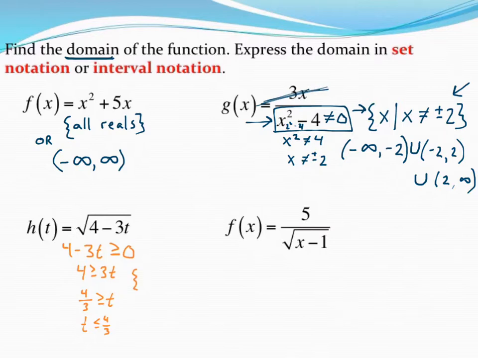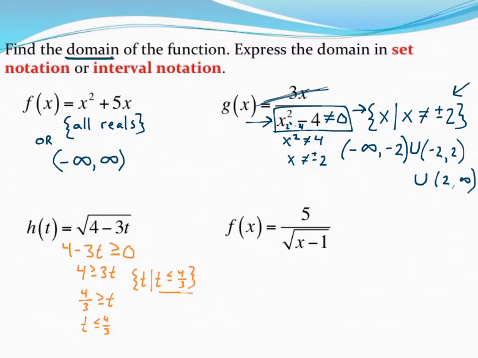Set notation uses the brackets. Usually I start with x, but I'm actually going to use t this time because that's the variable they gave me, although that's not a huge deal. So t such that, that vertical line, and then write your rule. t has to be less than or equal to 4/3. If I plug in anything bigger than 4/3, I'd end up taking a square root of something negative, and I can't do that. Let's talk about interval notation.